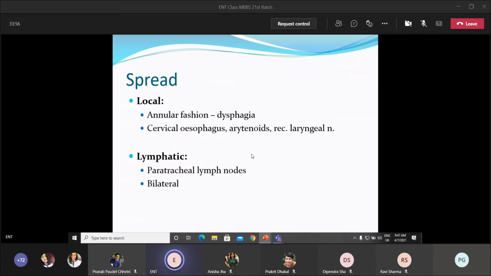Spread locally, if it spreads in an annular fashion, it causes dysphagia. It can also spread to the cervical esophagus, arytenoids, or recurrent laryngeal nerve. Lymphatics, it involves paratracheal lymph nodes, and most of the time it could be bilateral.